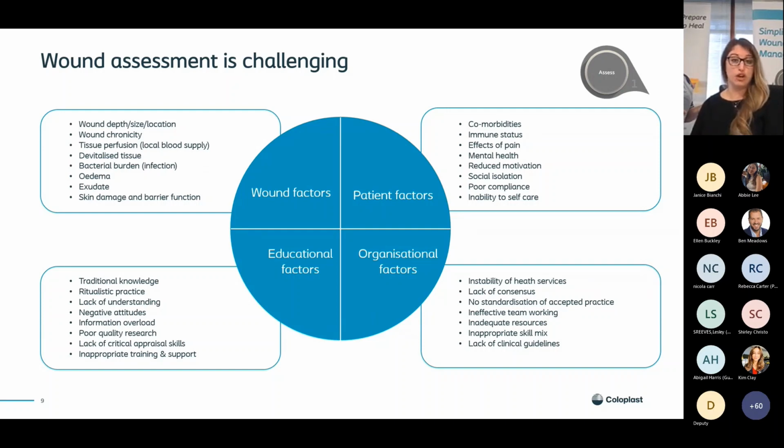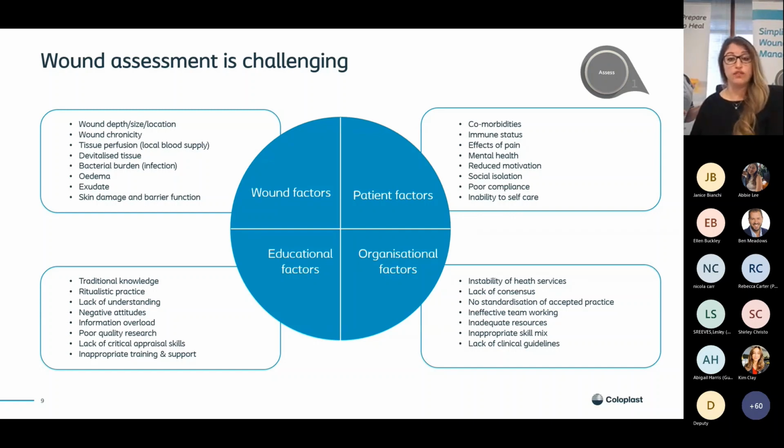And then, of course, we've got to look at our wound. Now, some people will say that looking at the wound is the most important part, but you need to look at all of these factors. They are all important and each go hand in hand with each other. So with your wound, you're going to be looking at things like the depth and size of that wound and the location. Whereabouts is it on the body and what is causing it?